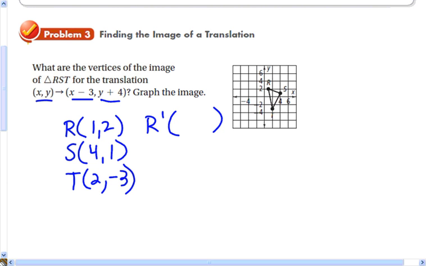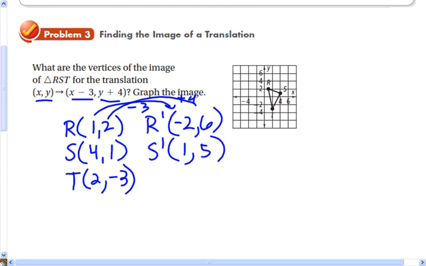And what we want to do is to get our image, R prime. We want to subtract 3 from the x coordinate. That would give us negative 2. 1 minus 3 is negative 2. And then our y coordinate, we need to add 4. 2 plus 4 is 6. And so that's our R prime, the image of R. And the image of S is going to be 4 minus 3 is 1, 1 plus 4 is 5, and our image of T is going to be 2 minus 3 is negative 1, and negative 3 plus 4 is 1.